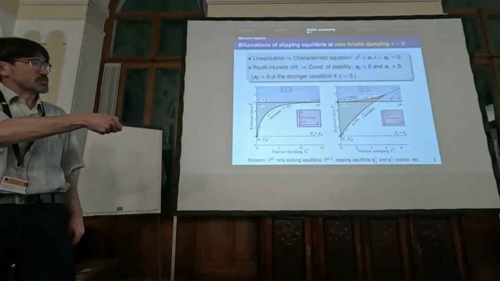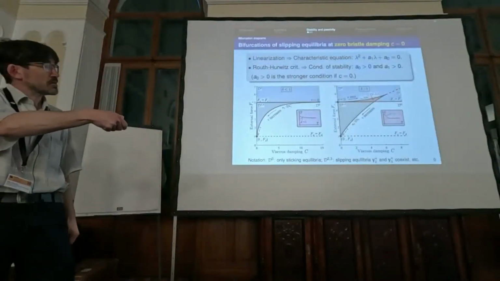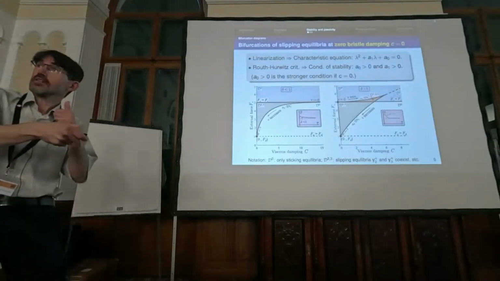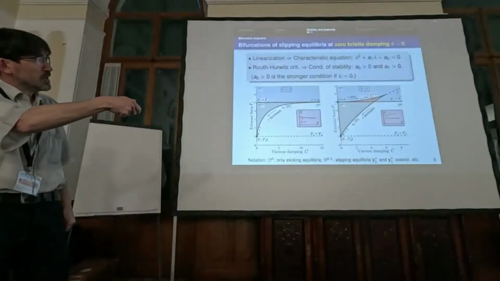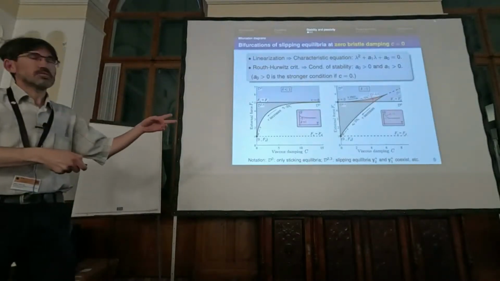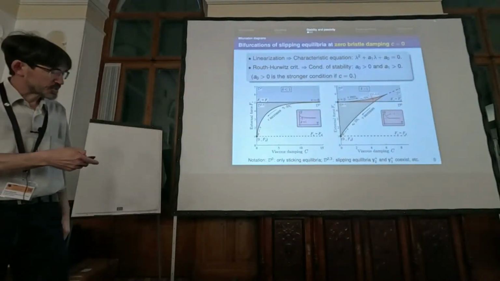Here in D0, we don't have any slipping equilibrium. In D1 or D3, we have only a single slipping equilibrium. In D2,3 and D1,2,3, we have 2 or 3 slipping equilibria, respectively.